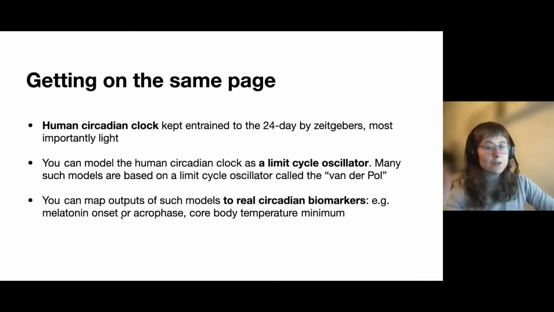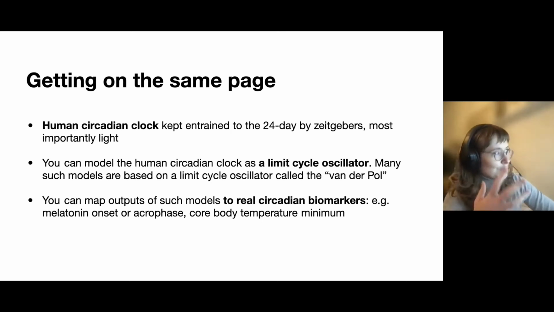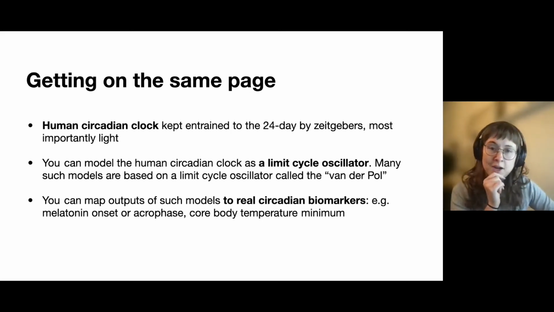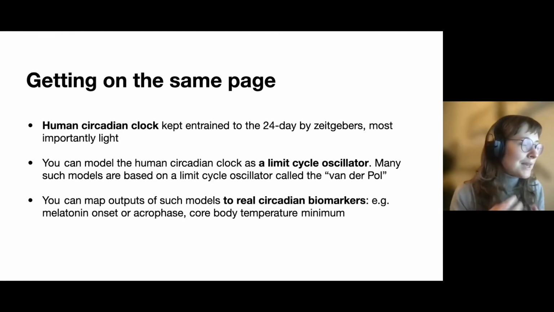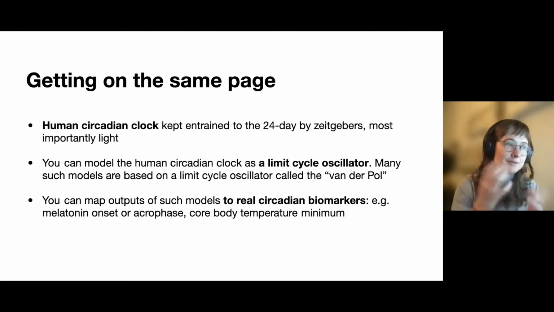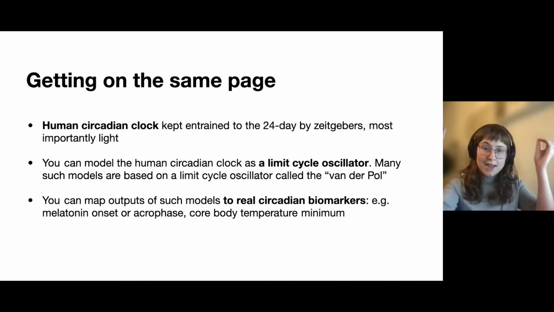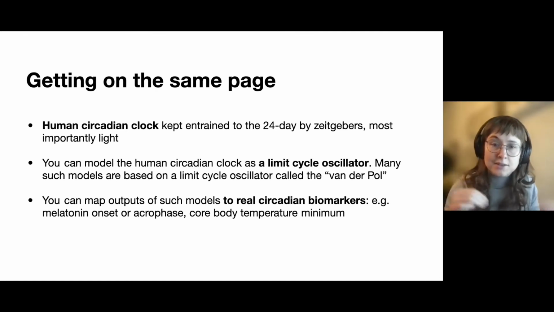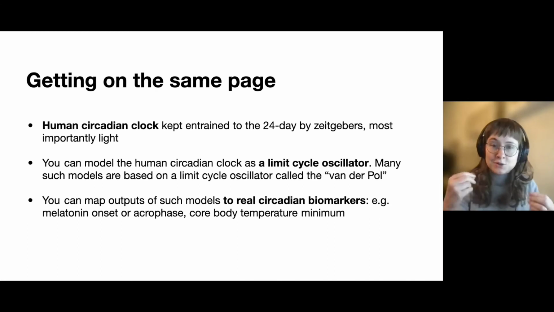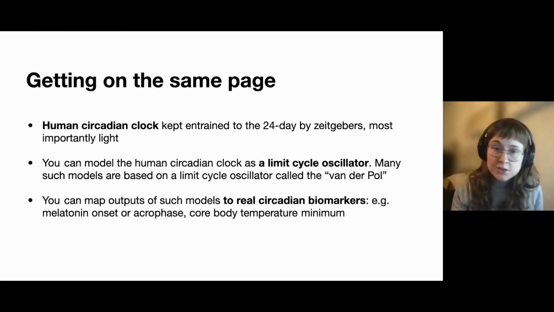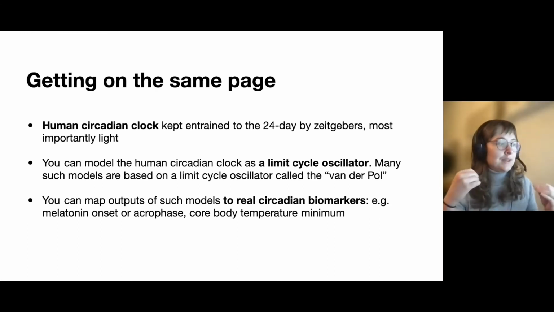So to get everybody on the same page, we've got the human circadian clock kept in sync with its environment, predominantly by light, and we can model that human circadian clock as a limit cycle oscillator, something that oscillates but is also stretchy and robust. And many such models are based on one limit cycle oscillator called the van der Pol oscillator. There's a bunch that fall under the category of a van der Pol limit cycle oscillator model of the human circadian clock. And you can map outputs of these models to real circadian biomarkers like melatonin, acrophase, or core body temperature minimum.